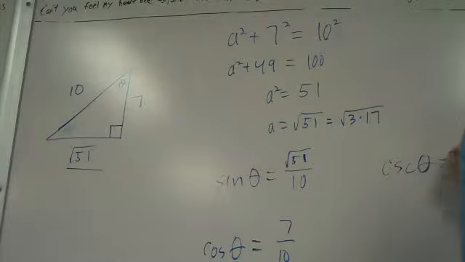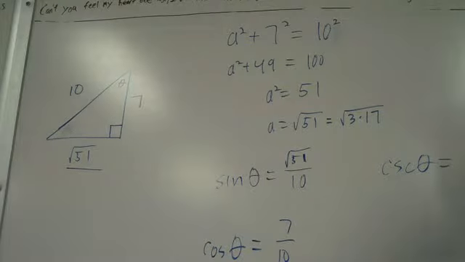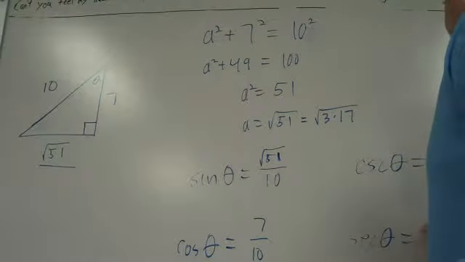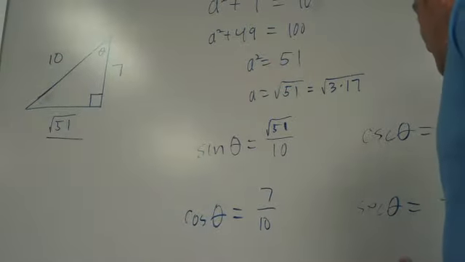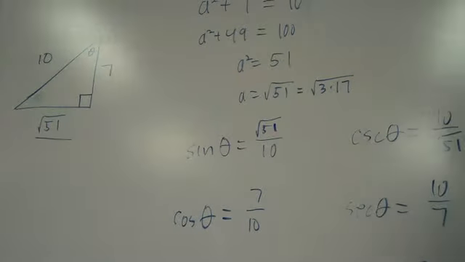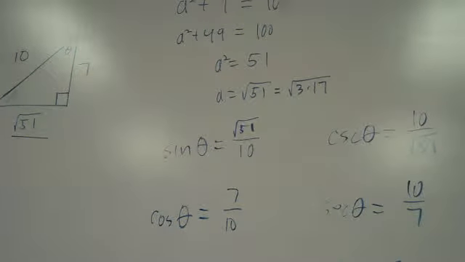Cosecant of theta is 10/√51. You guys got the pattern? 10/7. Yeah, secant of theta is going to be 10/7, greater than 1. And 7/√51. Carrie, you're good at this.